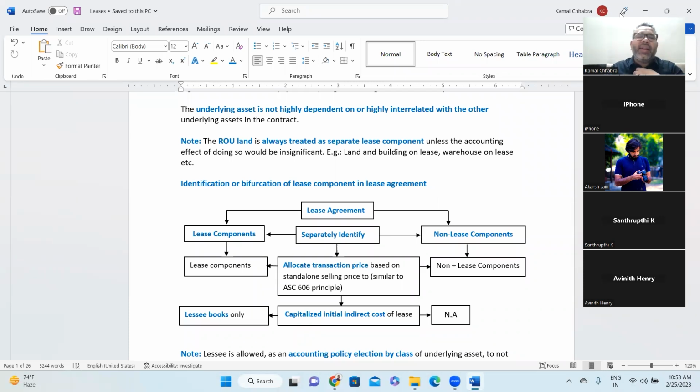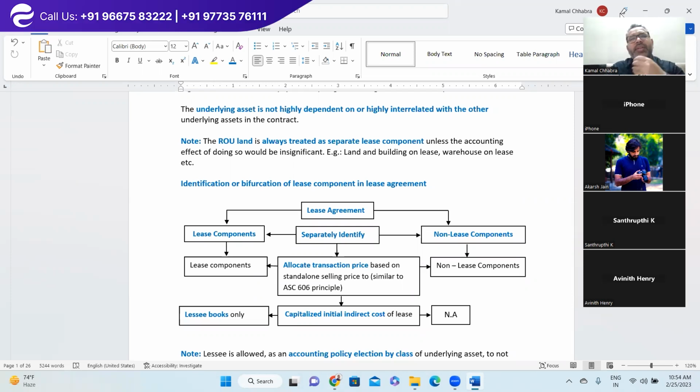So if you are taking land and building, in that you need to bifurcate land separately and building separately. And this is a mandatory requirement, unless the accounting effect of doing so would be insignificant. If the impact of not considering this is not material, then it's not mandatory to bifurcate. But if the impact is significant or material, then it is mandatory to bifurcate land from the building.